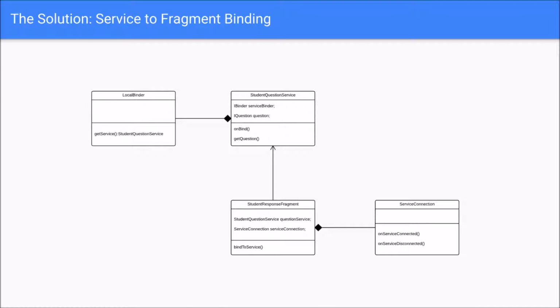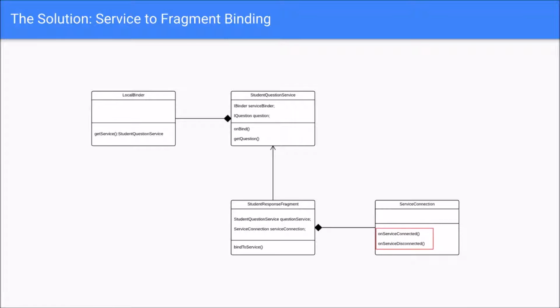The way that the binding works is you first start off by calling a bind to service method that initiates the steps to tell the Android system that we want to bind to a service. After that, the service actually has a callback for onBind that will return an instance of a local binder class that it has as a member variable. This local binder has a getService method, which the Android system will then give the student response fragment access to the service through this method.